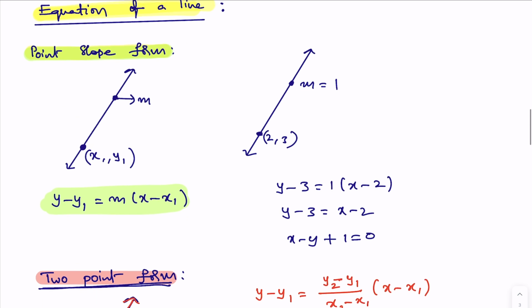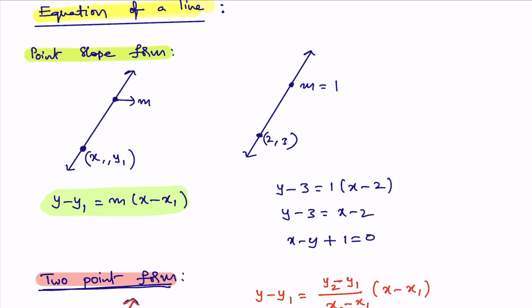Equation of a line concept. What is point slope form? When we know one point on the line and its slope, to find the equation of a line we use point slope form. What does point slope form tell? When we know one point on the line and its slope, the formula to find that line equation is y minus y1 equals m into x minus x1.